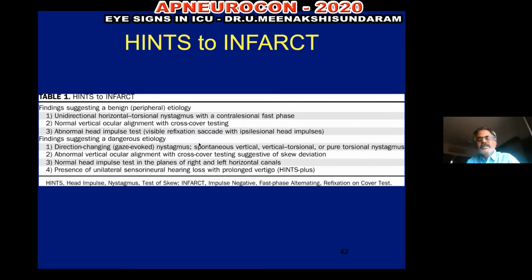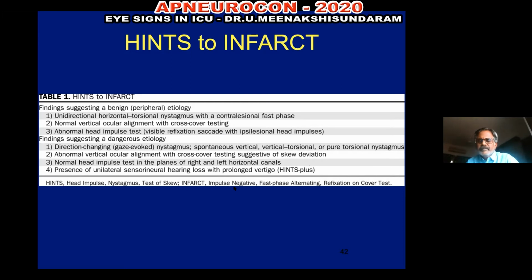Findings that suggest a dangerous etiology. Dangerous means that this is central, you're looking at an acute stroke or something. Yes: direction changing nystagmus, abnormal skew deviation, normal head impulse test, and presence of unilateral sensorineural hearing loss. This is called HINTS plus. If somebody has sensorineural hearing loss with prolonged vertigo, along with the others, you're going to be talking about HINTS plus. So HINTS is what we discuss.